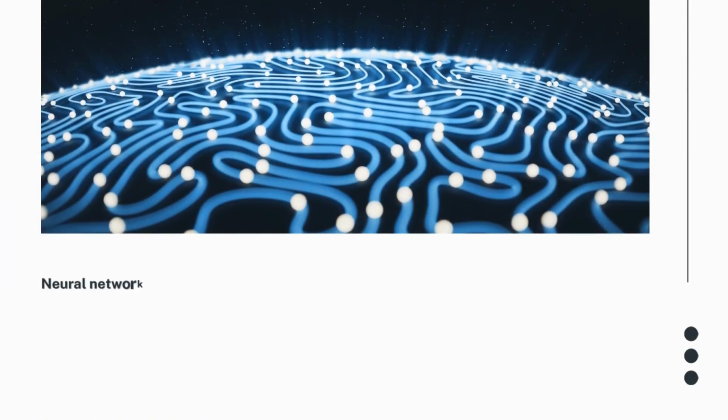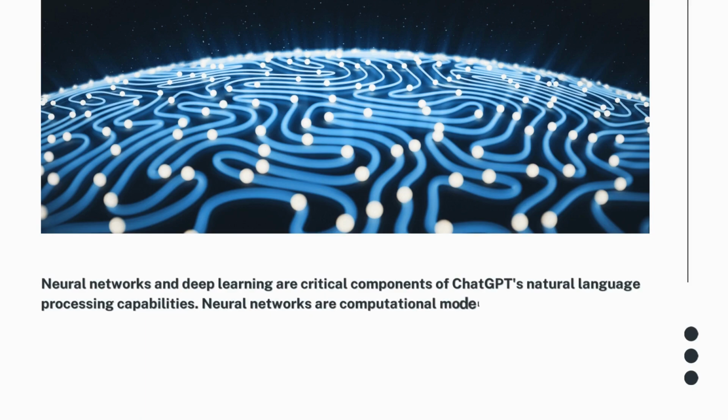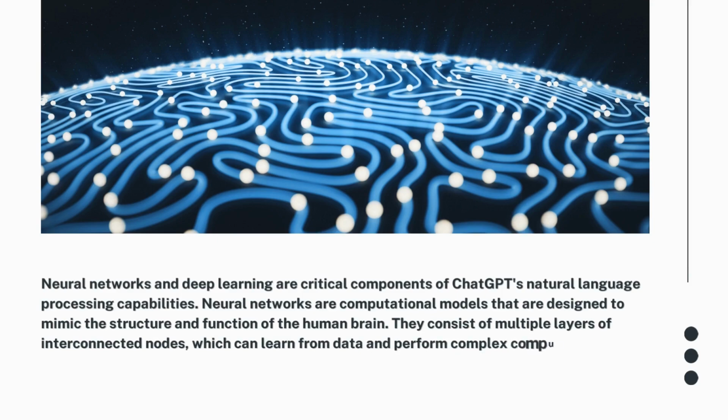Neural networks and deep learning are critical components of ChatGPT's natural language processing capabilities. Neural networks are computational models that are designed to mimic the structure and function of the human brain. They consist of multiple layers of interconnected nodes, which can learn from data and perform complex computations.